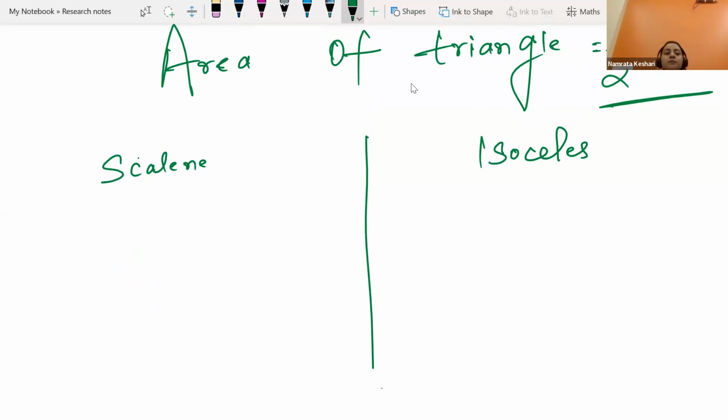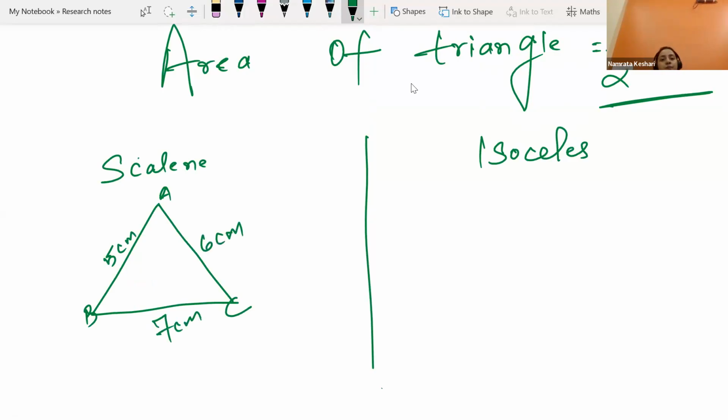Let's think about it. Suppose I'm giving you a scalene triangle. The name of the triangle is ABC. AB is 5 centimeter, AC is 6 centimeter, and BC is 7 centimeter. Find the area of this triangle. For finding the area, the first thing you will think about is let's find the height. Because AB is not the height, AC is not the height. BC you can take as a base, or any side you can take as a base.